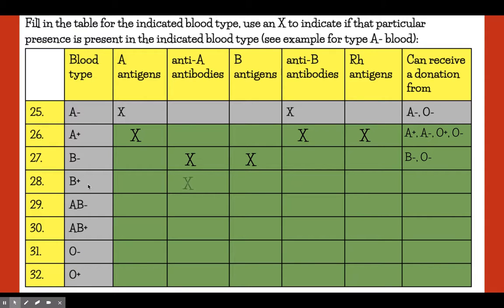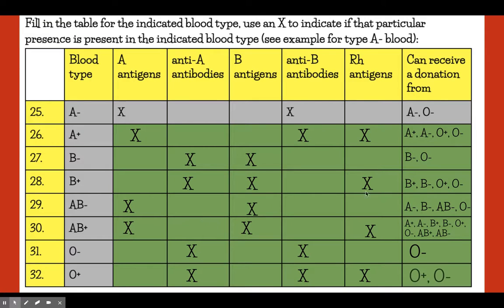Let's do one more. B positive. A B positive person makes anti-A antibodies. They've got the B antigen. They've got the Rh antigen. They can receive blood from B positive. Rh antigen is fine here. They're already positive. B negative, O positive, O negative, right? Anything that won't upset those anti-A antibodies. Okay. These are the solutions to the rest of the problems.